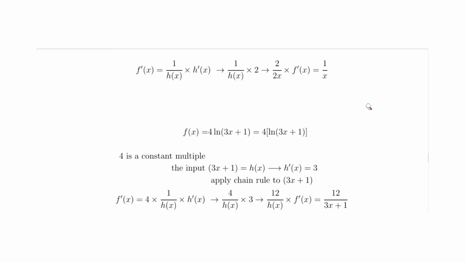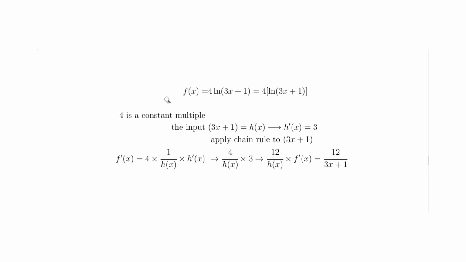Okay, now we've got one a little bit more complicated. We've got 4 times the natural logarithm of 3x plus 1. So we're going to set that up: 4 times ln of 3x plus 1. To set that up, we set 4 as a constant multiple, and then the input is 3x plus 1. So we've got a little bit of chain rule to apply here. The input is 3x plus 1, which we'll call h of x, and the derivative of 3x plus 1 is 3.